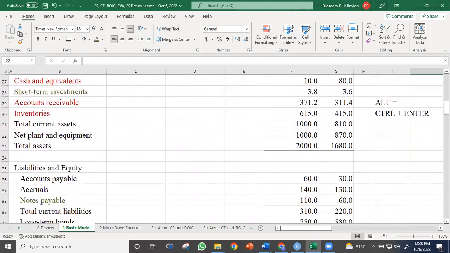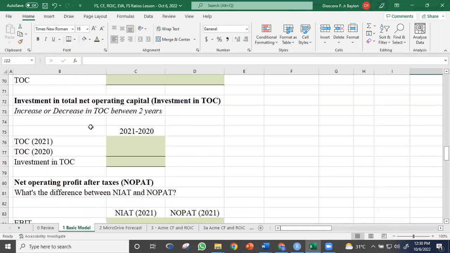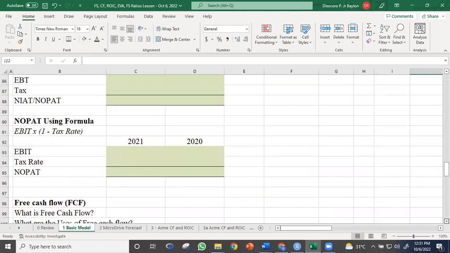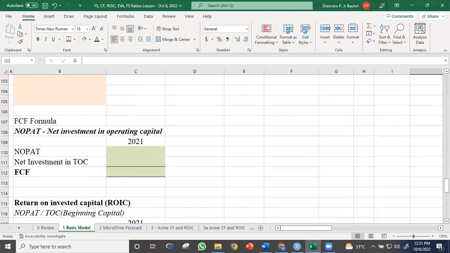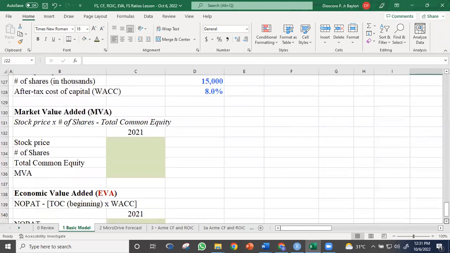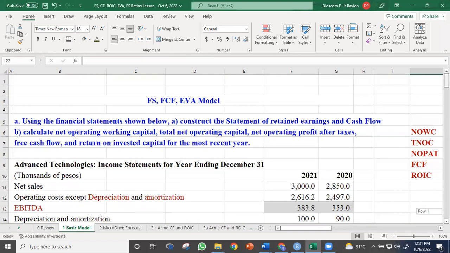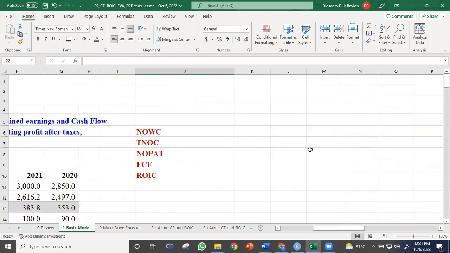Okay, we're going to tackle next yung total net operating capital, and then we're going to compute for the investment, then NOPAT, and then free cash flow, very important, and then yung ROIC, right? So these are the things, EVA and MVA. These are the things that we're going to discuss, and pretty sure, class, you never encounter this in your accounting. So this is more of finance, economics na topics.